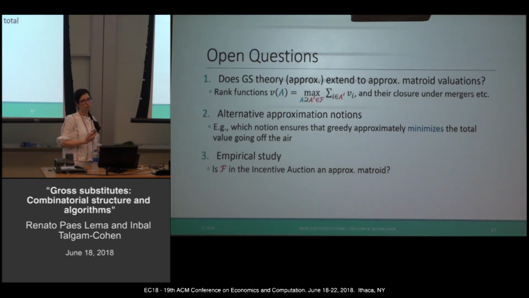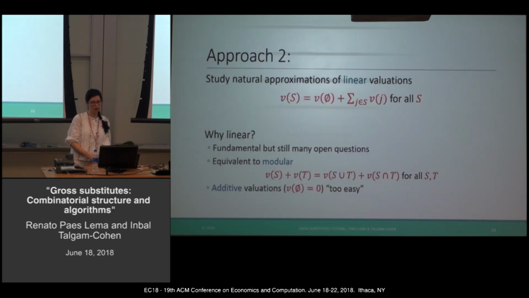And also, maybe most importantly, looking at the empirical side. So we know what the constraints are, for example, for the FCC incentive auction, and we can look at them and find out whether this is an approximate matroid or not. And if not, maybe we can get clues for what's driving greedy to work so well. Okay, so that was the first approach to approximate gross substitutes, and here's the second one.